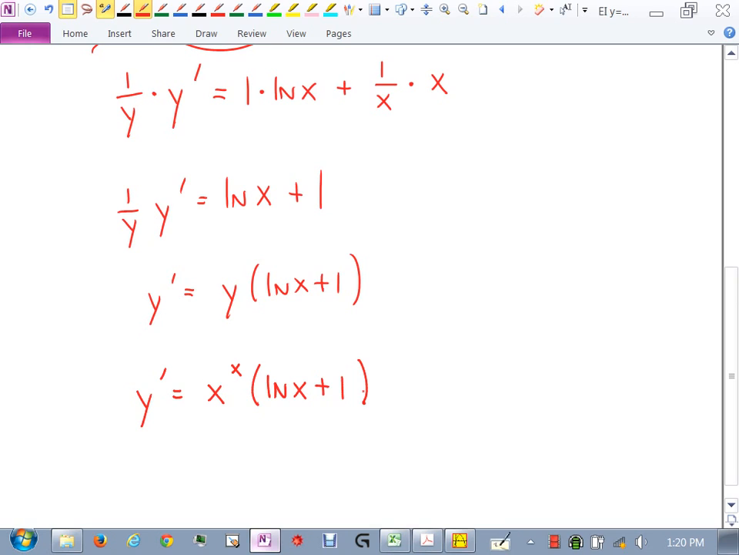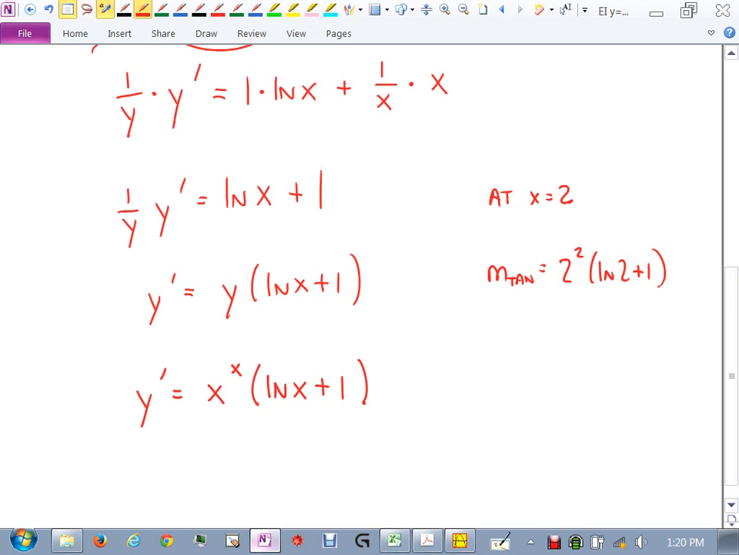So let me show you something. If we wanted to find the slope of the tangent line to the curve x to the x at x equals 2, what's the slope of the tangent line? So at x equals 2, the slope of the tangent line to that curve should be 2 to the 2 times natural log 2 plus 1, right? This is the derivative. This is the slope of the tangent line at a particular value of x.